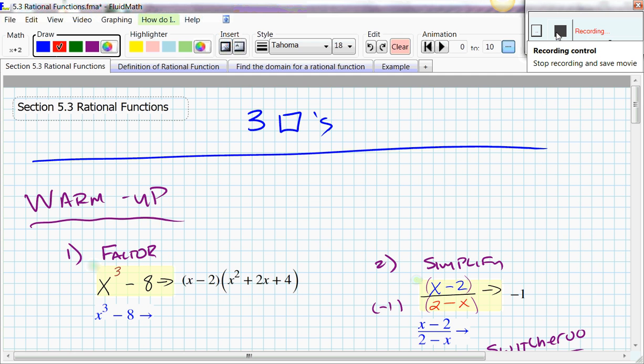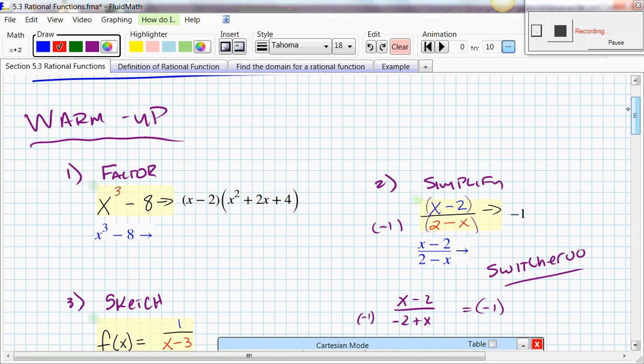Okay, so for Advanced Algebra Trig section 5.3, we're talking about rational functions. We had three warm-up problems that we did together in class. We talked about x cubed minus 8. That's the difference of two cubes. Remember how to factor that? It becomes x minus 2 times x squared plus 2x plus 4. Remember that this is like x being cubed minus 2 being cubed, and then the formula gives us the answer right there. So don't forget that one.